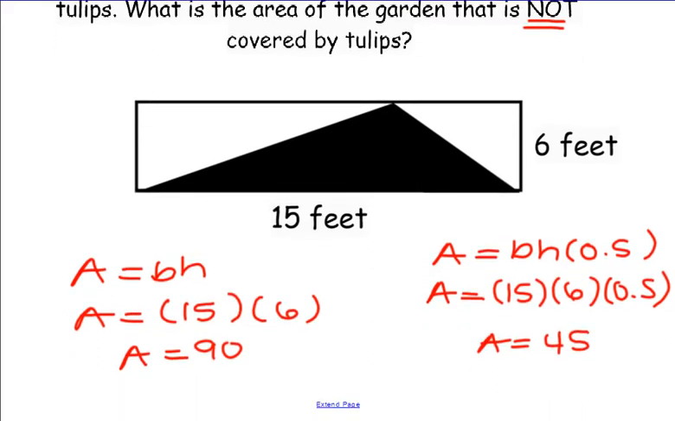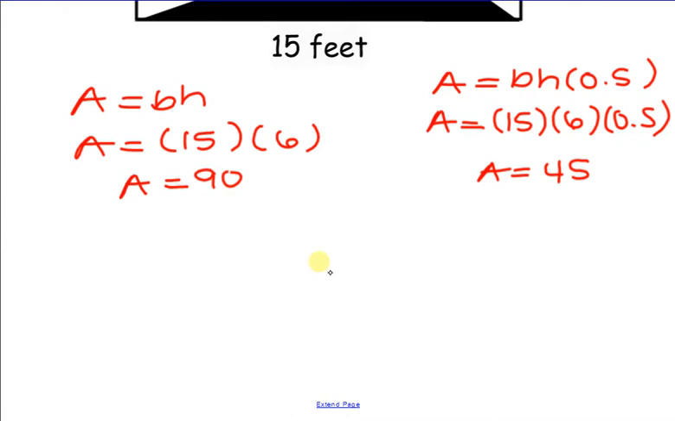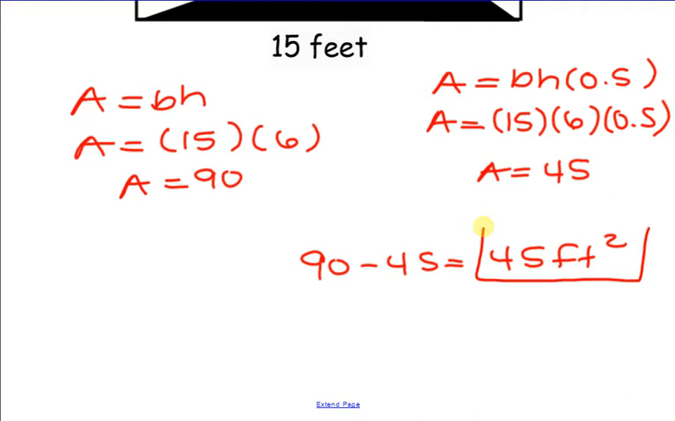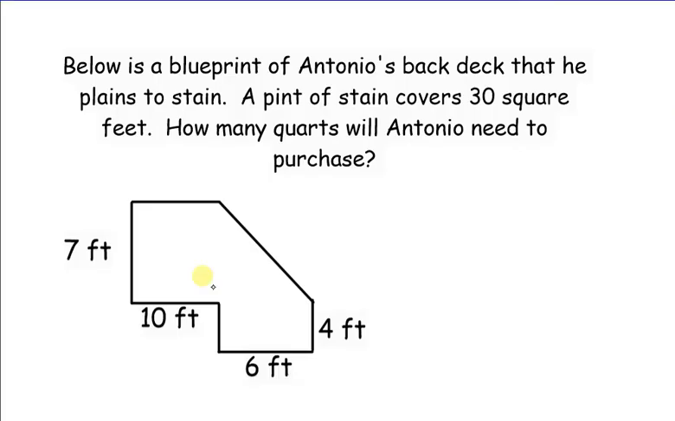Now we're not done, we need to go ahead and subtract the two. So 90 minus 45 is going to equal 45 feet squared, and that is the area that is not covered by the tulips. All right, let's look at another example. Below is a blueprint of Antonio's back deck that he plans to stain. A pint of stain covers 30 square feet. How many quarts will Antonio need to purchase?